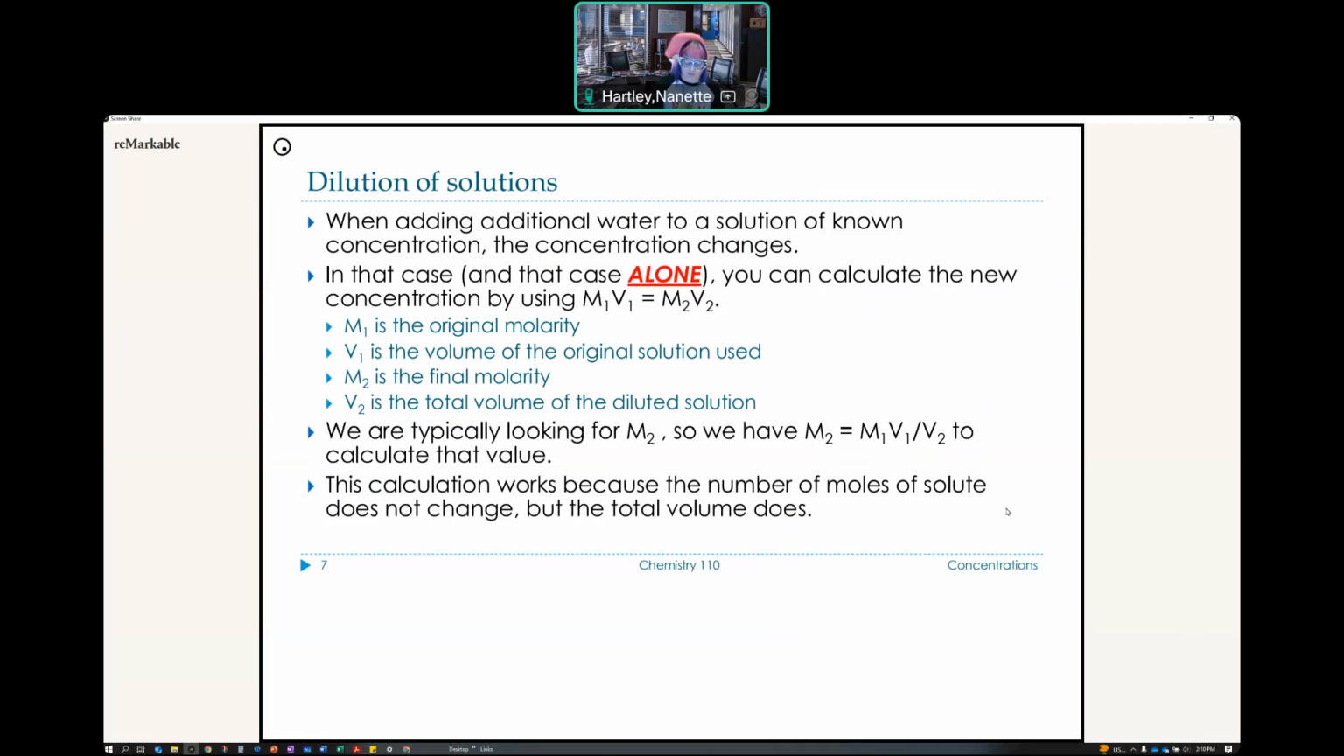Okay. So dilution of solutions: original molarity, original volume, final molarity, final volume. And so we can find that final volume by taking that original molarity times the original volume divided by that final molarity. So that will give us what we need to do. Okay.